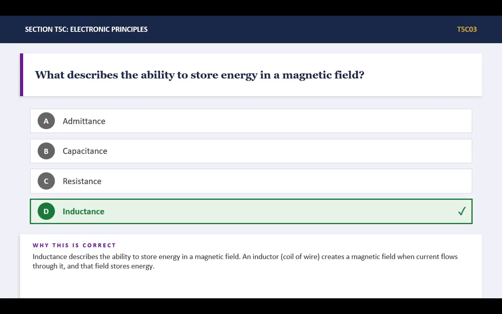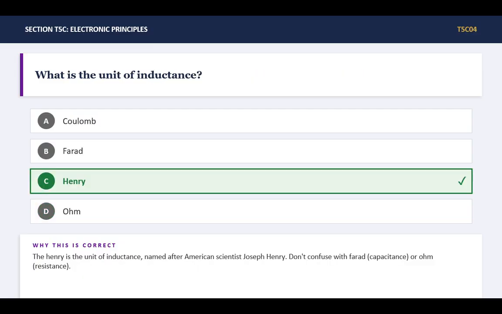What describes the ability to store energy in a magnetic field? D. Inductance. Inductance describes the ability to store energy in a magnetic field. An inductor, or a coil of wire, creates a magnetic field when current flows through it, and that field stores energy. What is the unit of inductance? C. Henry. The Henry is the unit of inductance named after American scientist Joseph Henry. Don't confuse with farad for capacitance or ohm for resistance.